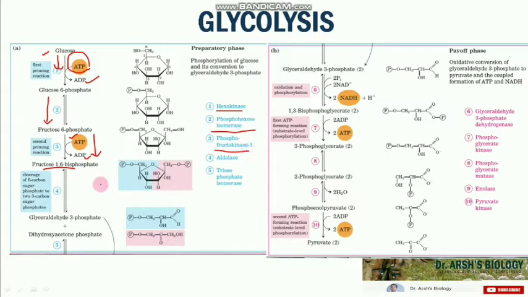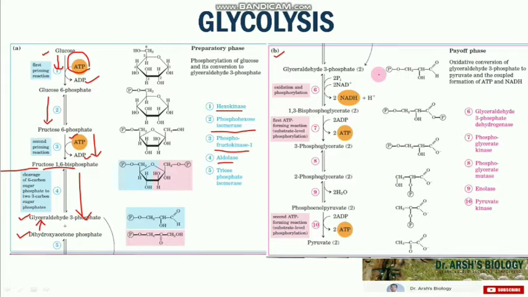In stage 2, this fructose 1,6-bisphosphate is cleaved into glyceraldehyde 3-phosphate and dihydroxyacetone phosphate. It is done by the enzyme aldolase. Now, the dihydroxyacetone phosphate is converted back, or isomerized, to glyceraldehyde 3-phosphate with the help of the enzyme triose phosphate isomerase.